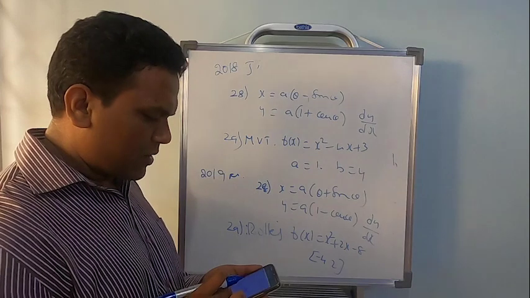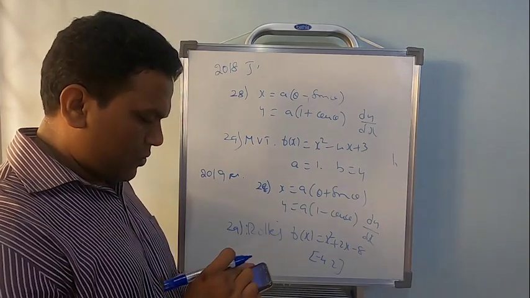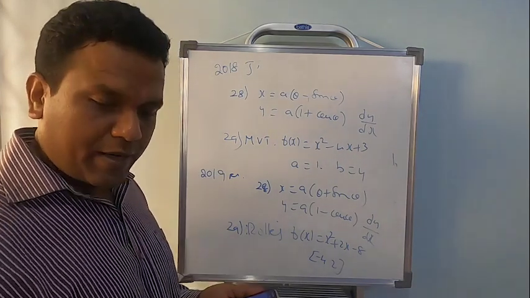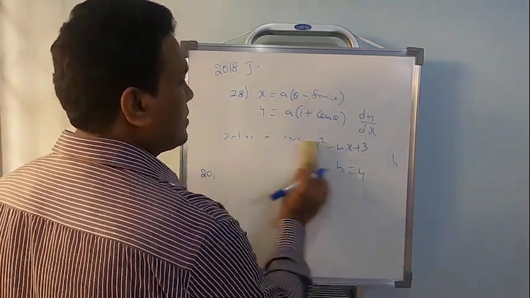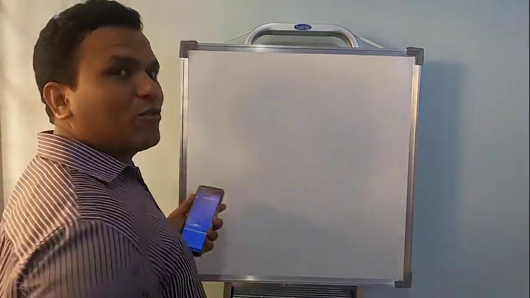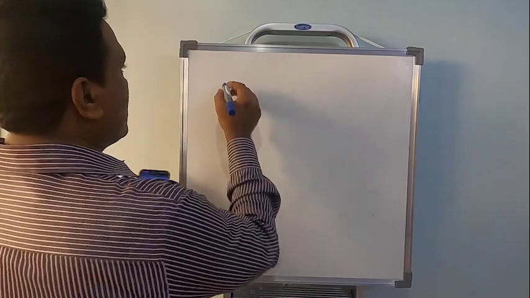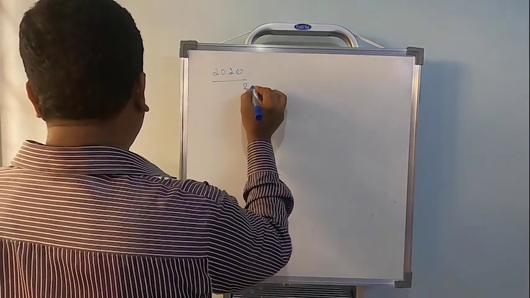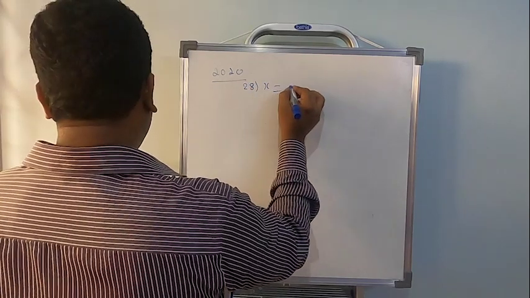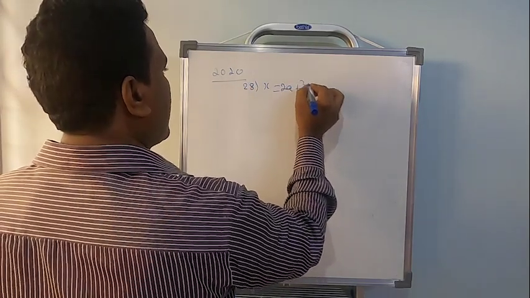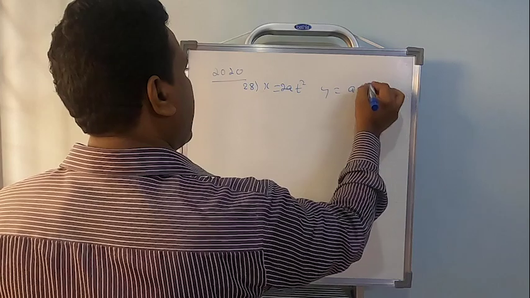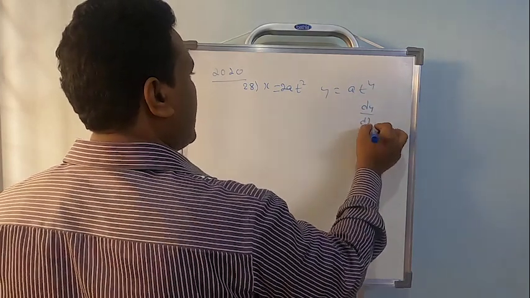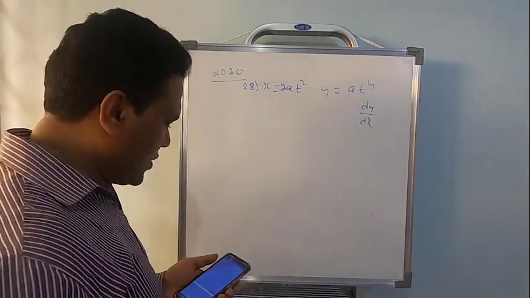Now let's go to 2020. In 2020, let me tell you the problems. That is the last examination just before the lockdown. Problem number 28: x equals 2a t square and y equals a t power 4, then find dy by dx. So it's a parametric differentiation.